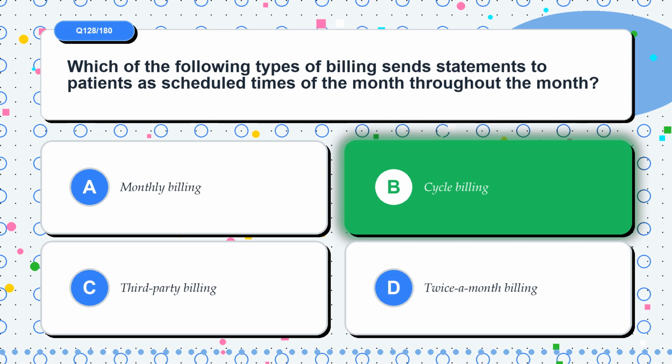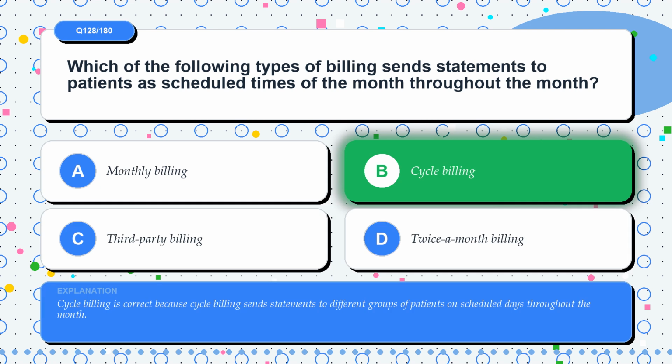The correct answer is option B, cycle billing. Cycle billing is correct because cycle billing sends statements to different groups of patients on scheduled days throughout the month.